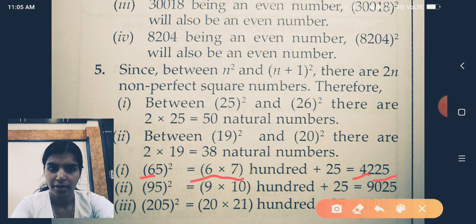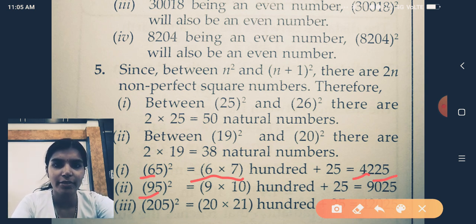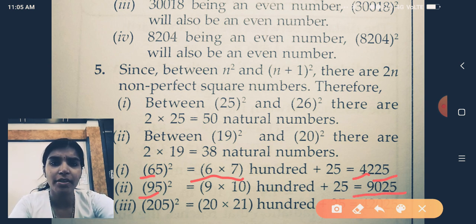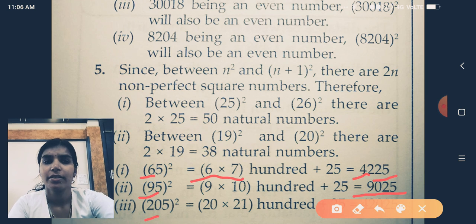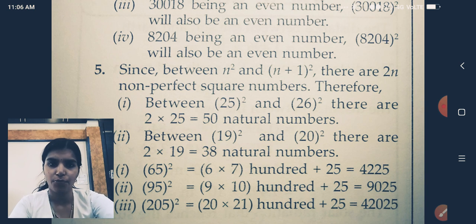42, 25. Then in the next example, 9 is there. The next number after 9 is 10. So 9 into 10 is 90, so 90, 25. It is very simple. Then 20: the next number is 21. So 20 into 21 is 420. So 420, 25. This is very simple. But that method is used only when your number ends with 5. All of you understand that exercise? Then solve that exercise.